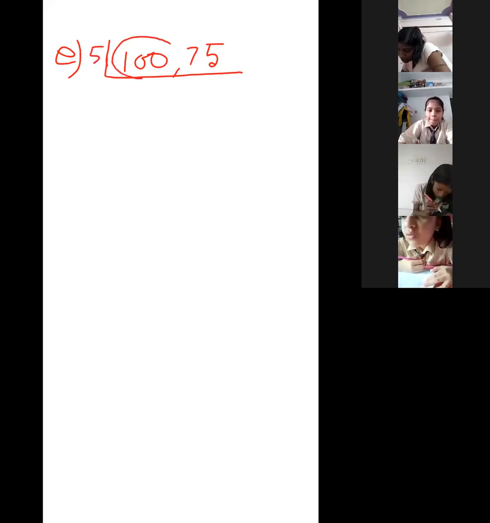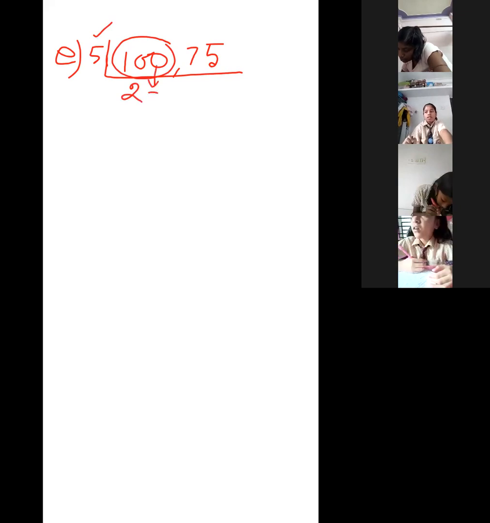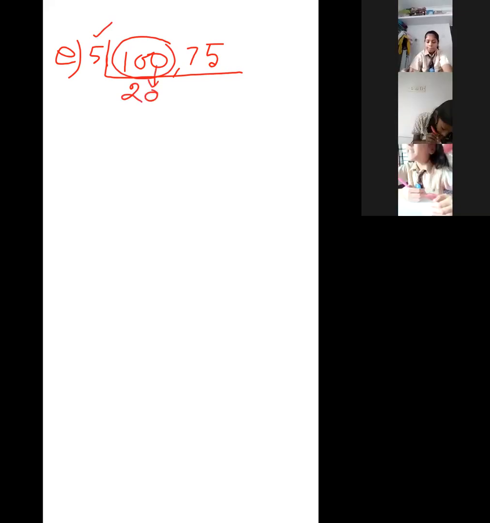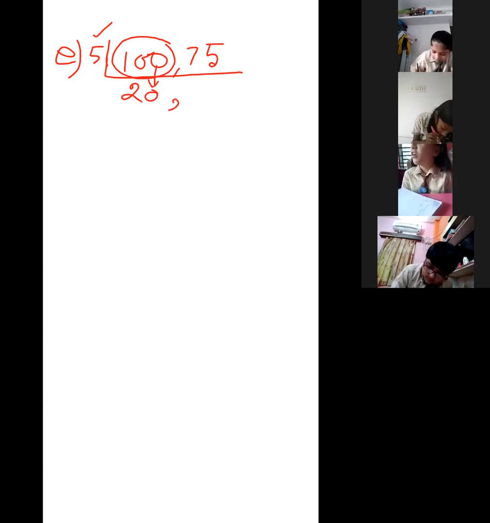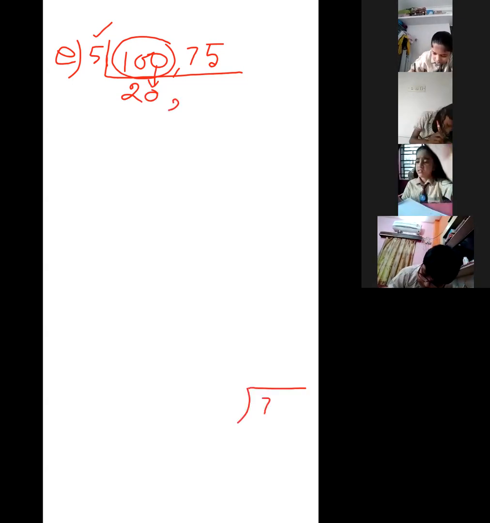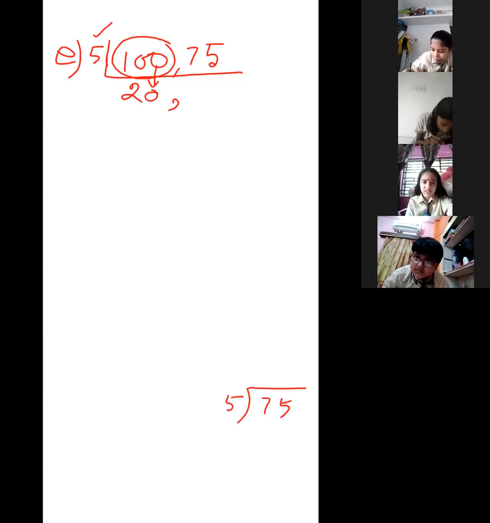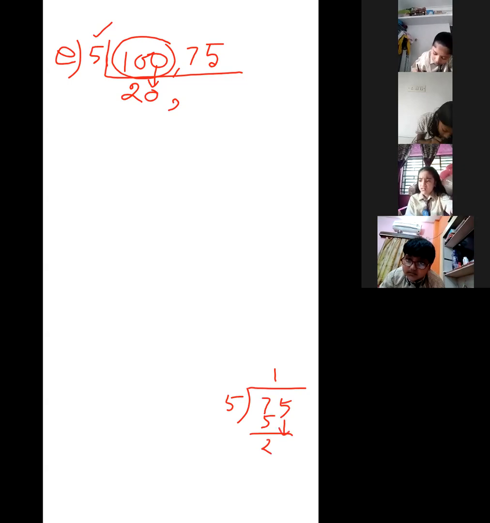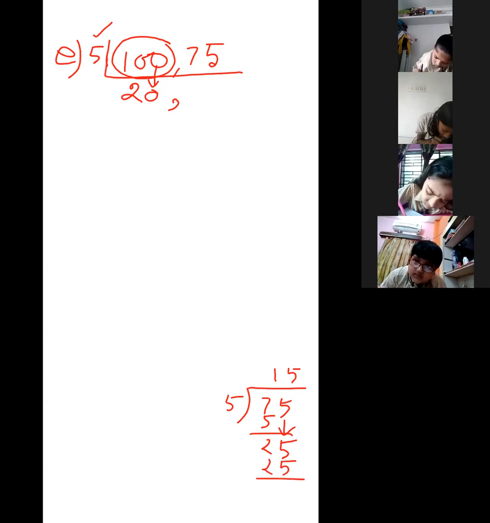If we divide 100 by 5, then what will be the quotient? 5 2s are 10. This 0 will automatically be there, no? That means 20. Yes? Okay. And for 75, just make a division here by 5. If you cannot do it directly, just make the division. 5 1 is 5. 2 will be there. This 5 will be there. 5 5s are 25. That means 15. Yes?